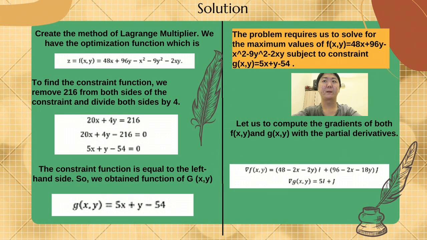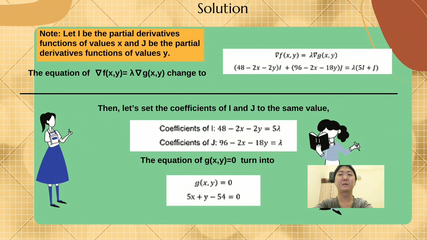Let us compute the gradient of both f(x,y) and g(x,y) with the partial derivatives. We get the gradient of f(x,y) equal to (48 minus 2x minus 2y) times i plus (96 minus 2x minus 18y) times j. The gradient of g(x,y) equal to 5i plus j, where i is the direction of the partial derivative with respect to x and j is the direction of the partial derivative with respect to y. Now set the gradient of f equal to lambda times the gradient of g, which gives (48 minus 2x minus 2y) times i plus (96 minus 2x minus 18y) times j equal to lambda times (5i plus j).